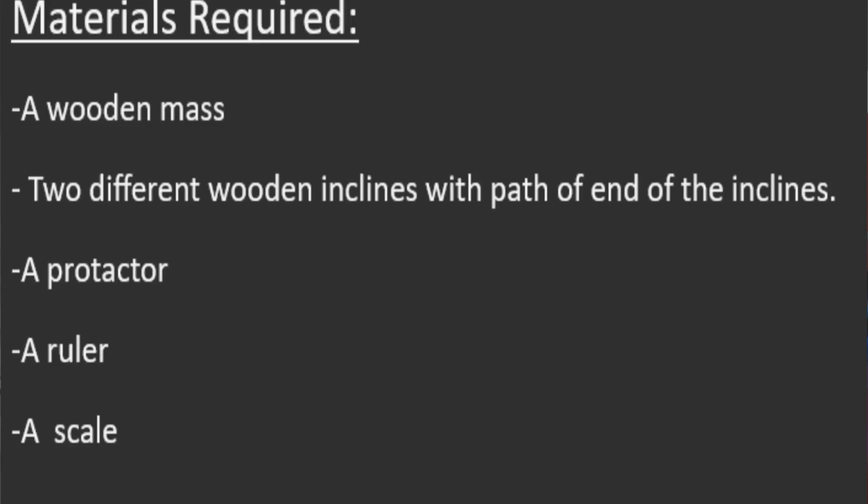The materials for this experiment include a wooden mass, two inclined planes, a protractor to set up the angle, a ruler to determine the distance, and a scale to weigh the mass. The goal is to determine the kinetic friction coefficient for each incline and compare it with the theoretical value for a wooden surface. First, we will set up an inclined plane at an angle of 30 degrees.